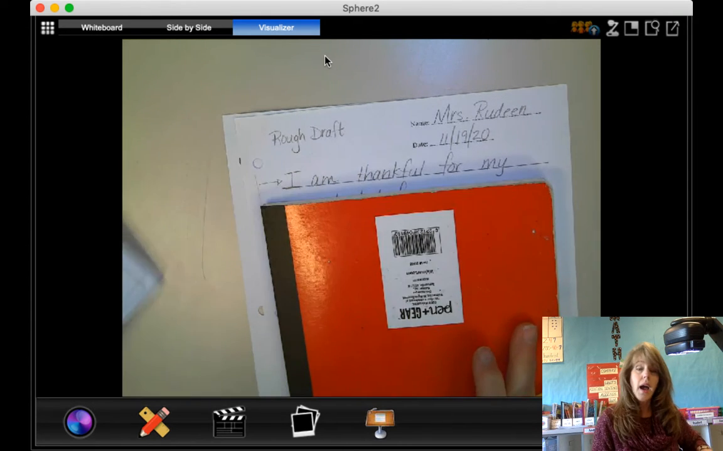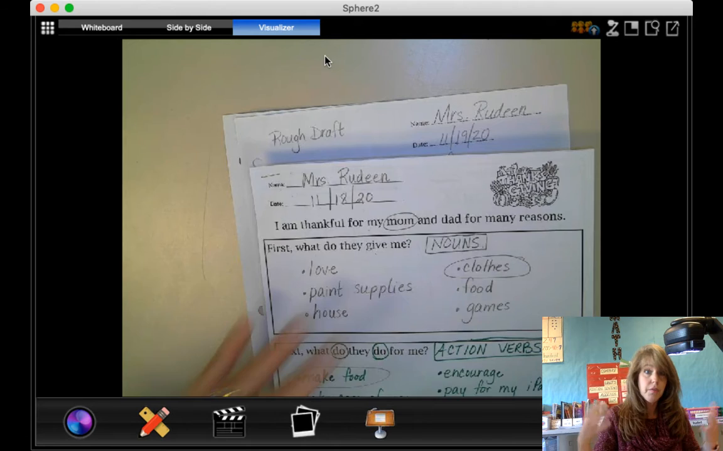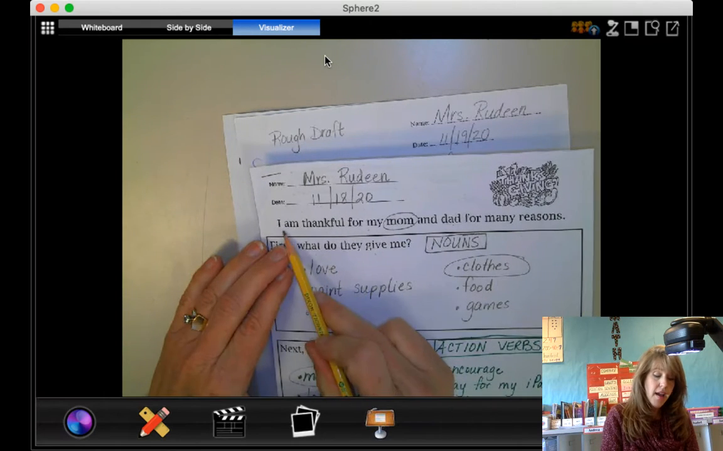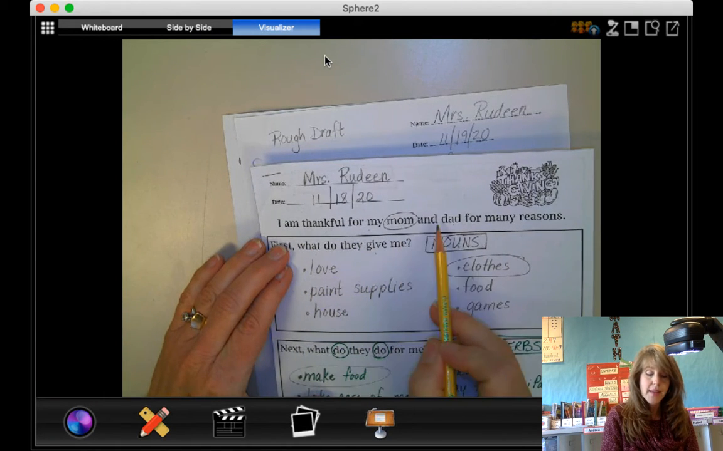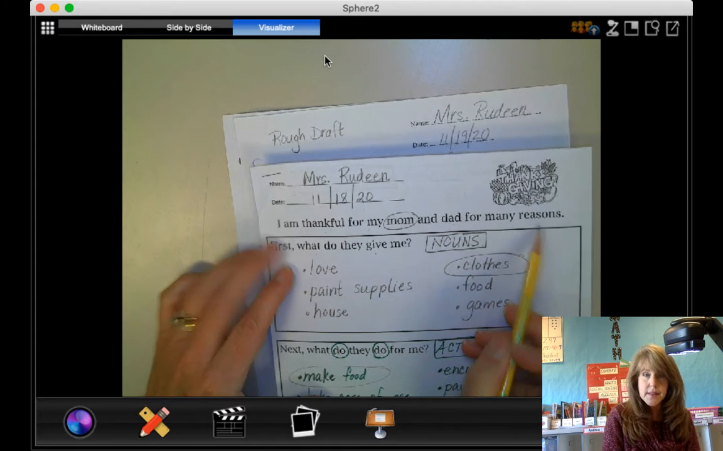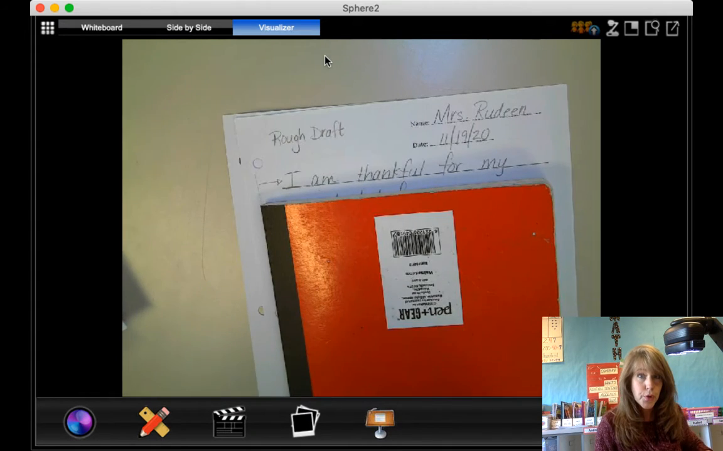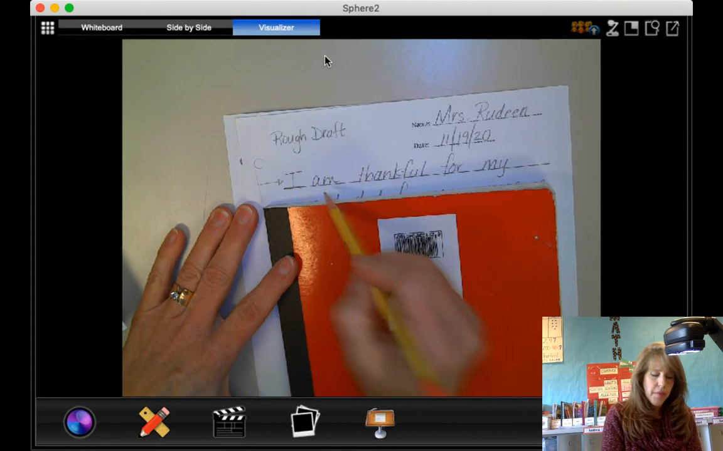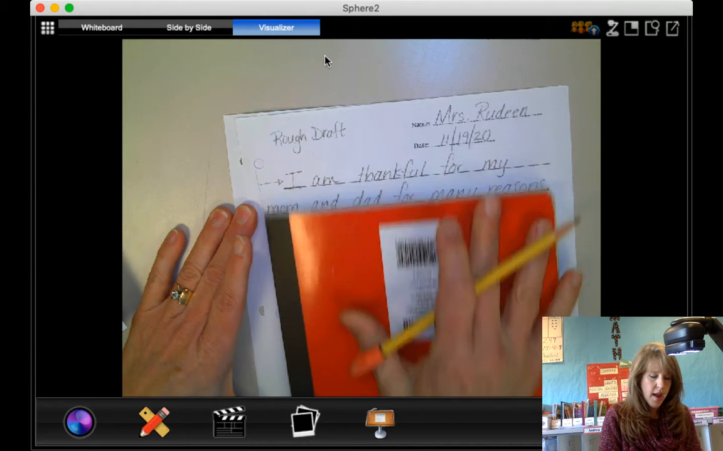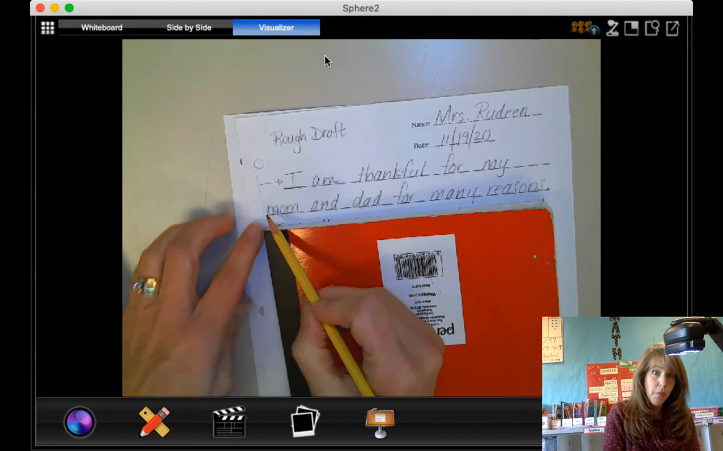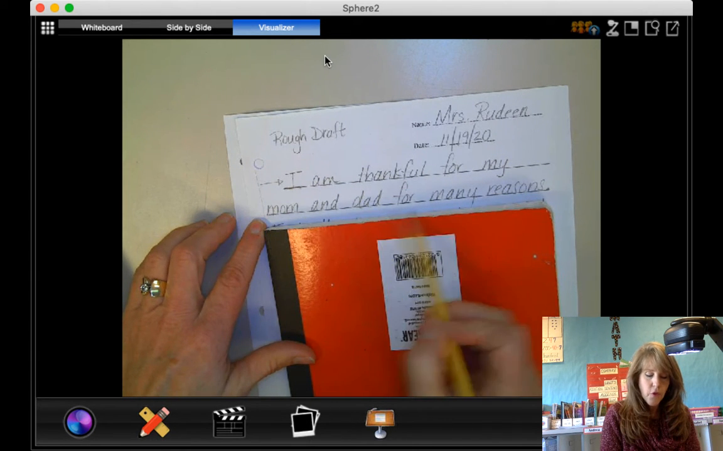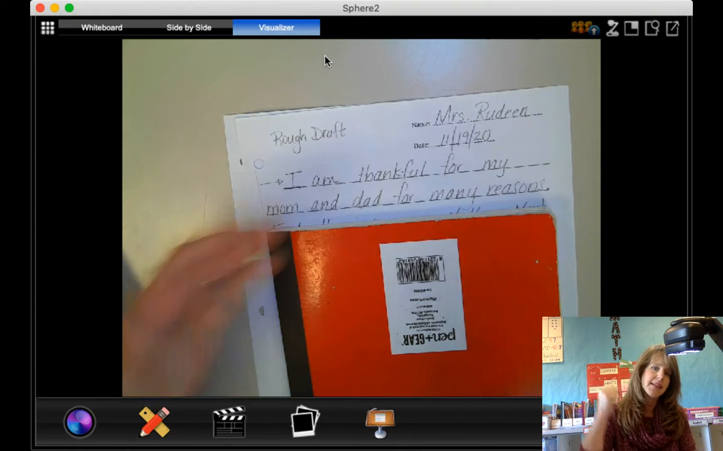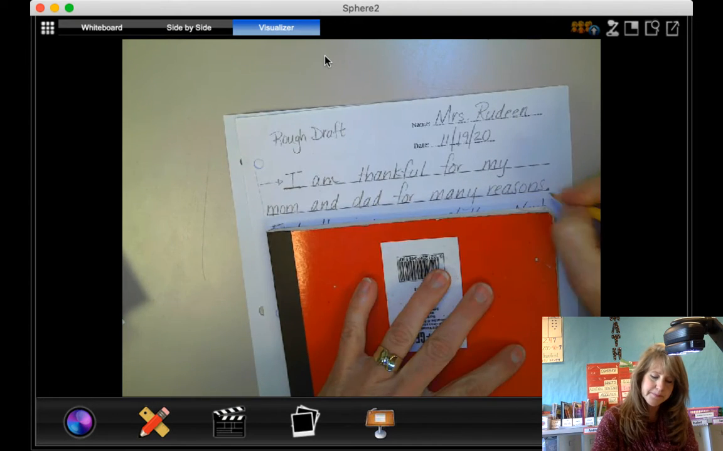So I rewrite the topic of my whole paragraph, which says, I am thankful for my mom and dad for many reasons, and it's my job to prove it. What are all the reasons I'm thankful for? So I write, I am thankful for my, and I come back to the left margin, mom and dad for many reasons. That's the end of my sentence. So I put a period.